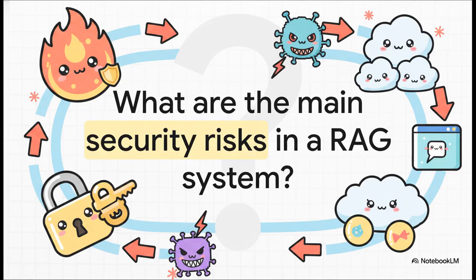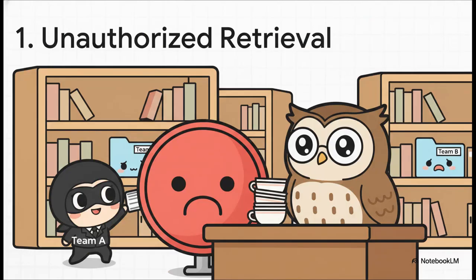So what are they? First up, you've got unauthorized data retrieval. This one's pretty easy to grasp. It's basically a failure of access control. The system just isn't checking permissions correctly. Imagine an employee from the sales team asks a question and the system pulls an answer from a confidential HR document. Whoops, that's a huge problem, and it's all because the system failed to check if that user was actually allowed to see that HR data in the first place.